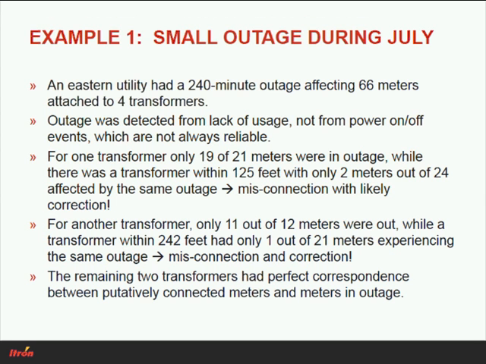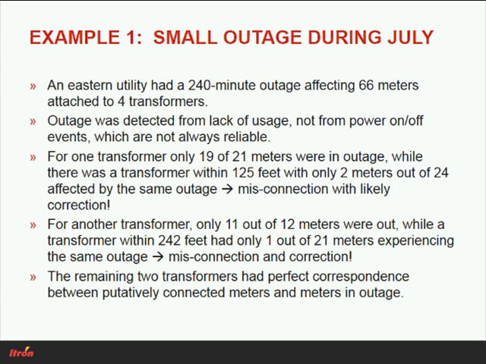In one example, we looked at a utility that had a 240-minute outage with 66 meters affected on 4 transformers. And we found that for one transformer, 19 of 21 meters were in outage. Well, you know pretty well if 19 meters are out all at the same time, there's no way that the other meters magically keep power, especially when they're on the same phase. So it's a pretty obvious conclusion that those meters really belong somewhere else.